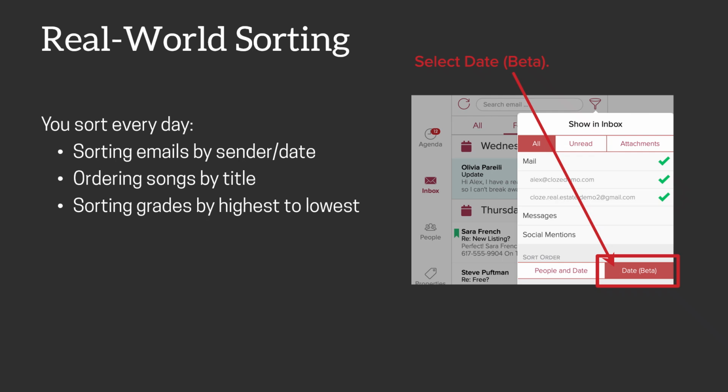Now, here are a few real world examples of sorting that you've probably done today. Sorting emails by date or sender, arranging songs by artist, or sorting maybe your grades from highest to lowest. Each of these makes it easier to find and process information. So sorting isn't just a programming task. It's a thinking skill.